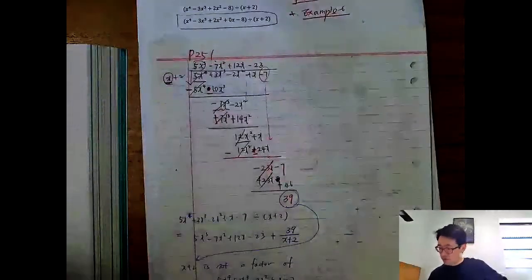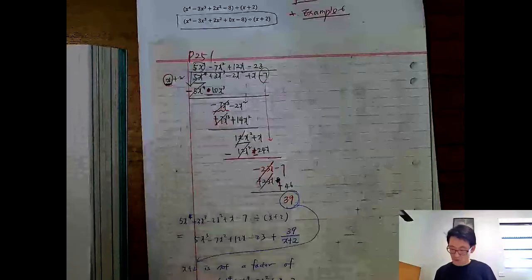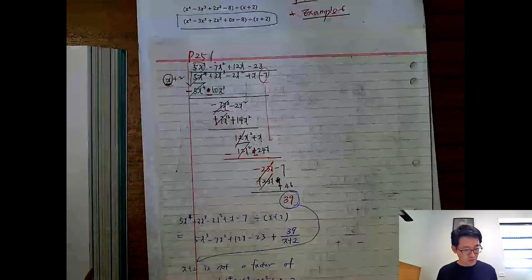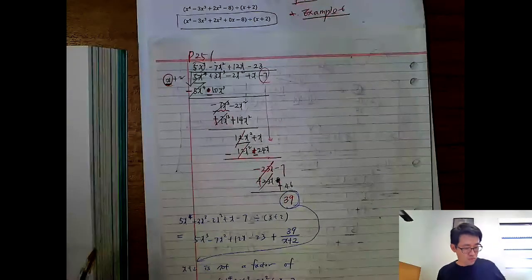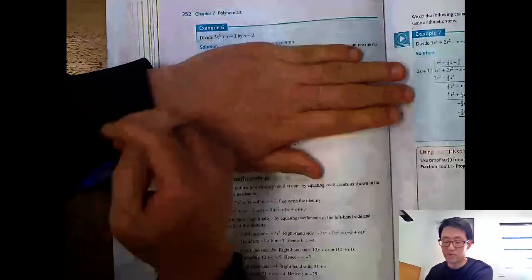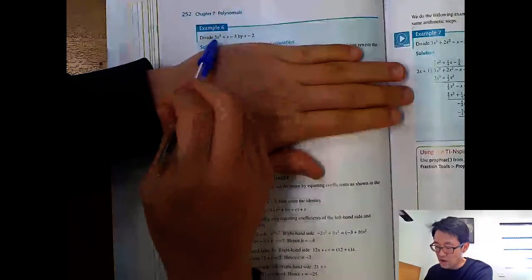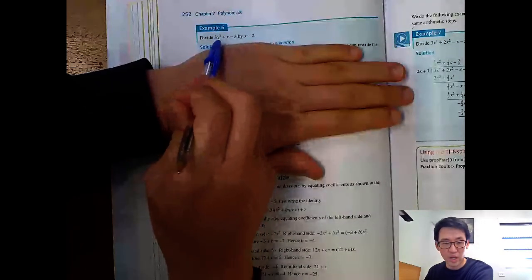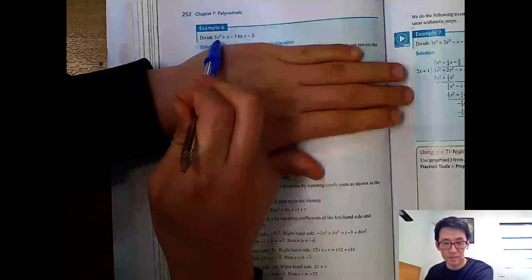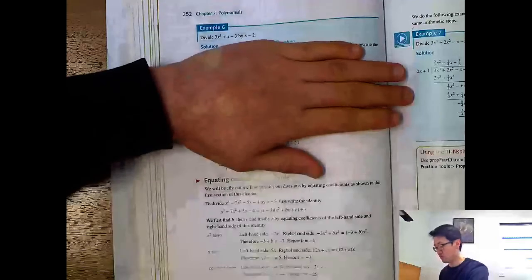Next question. It's page 252, example 6. Yep, example 6. Can you do that question first? The only difference is now we have a cube, but we don't have a squared term. How can we overcome that?